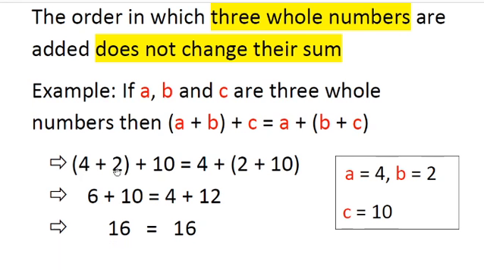So inside the bracket we have 4 plus 2. 4 plus 2 is 6. After adding the first two numbers, we will be adding along with the third number. So 6 plus 10, that makes 16.